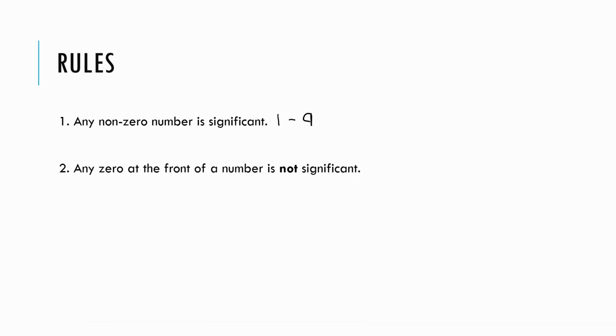So let's start at the zeros at the front. If we have a number like 0.1, this 0 right here does not count as a significant figure, but this 1 does. So our 1 goes to rule 1. Any non-zero number is significant. That one's going to be significant. But the 0 at the front, sometimes these are called leading zeros. These are not going to be significant. This number right here has a 1 significant figure, or 1 sig fig for short.